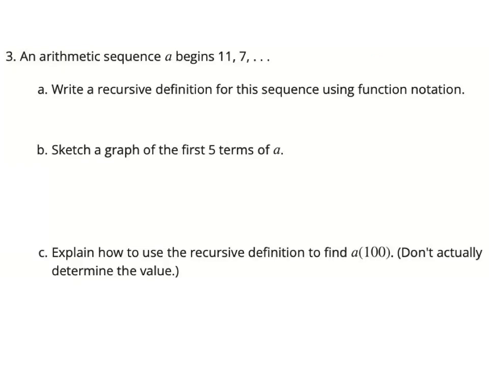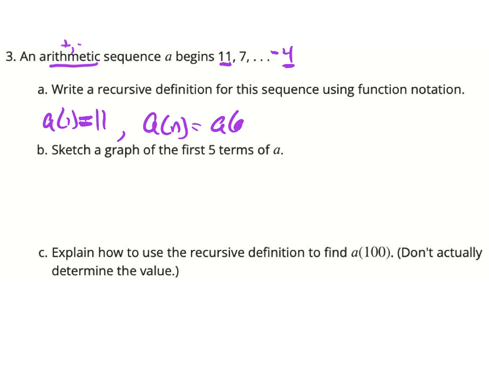Okay, an arithmetic sequence. Here we go. Another arithmetic sequence begins at 11. So arithmetic means plus, minus. To get from 11 to 7, we had to subtract 4. So A of 1 equals 11. That's your first term. Your first term and your change is most important in all sequences. A of n equals the previous term, the change for n greater than or equal to 2. Sketch a graph of the first 5 terms of A.